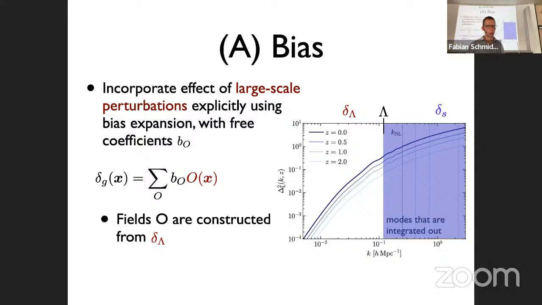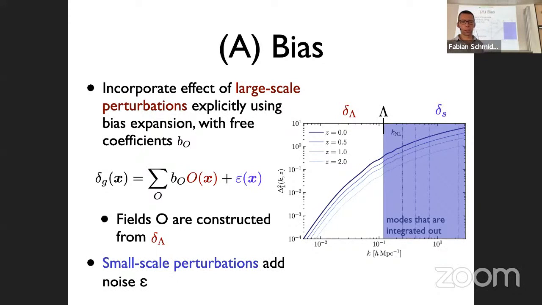And so we have this list of fields or operators, that are, again, fields, but we know how to construct them out of the delta lambda field that we can predict. And then we just multiply them with free coefficients and let the data tell us what these coefficients are. Of course, this will not exactly tell me what the galaxy density field is, because our model isn't exact. There is scatter around this relation, there's noise. And so we have to allow for this noise field, which just arises from the fact that at every position where a galaxy forms, the actual fact whether a galaxy forms or not is dependent on what the small scale perturbations at that location are.